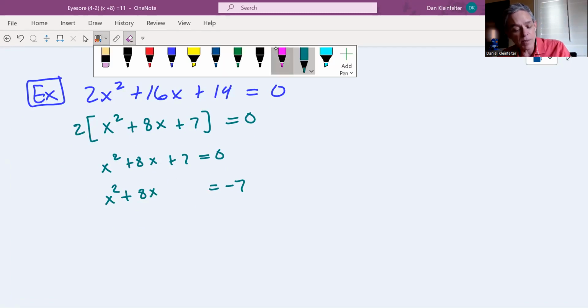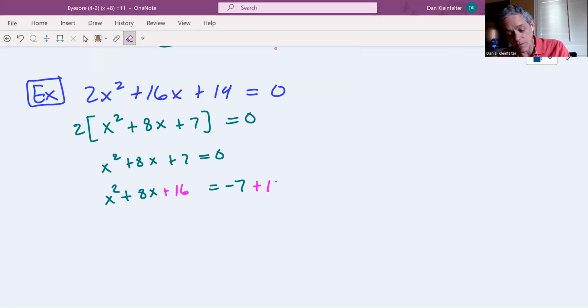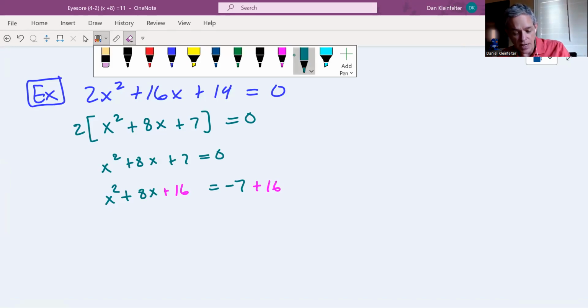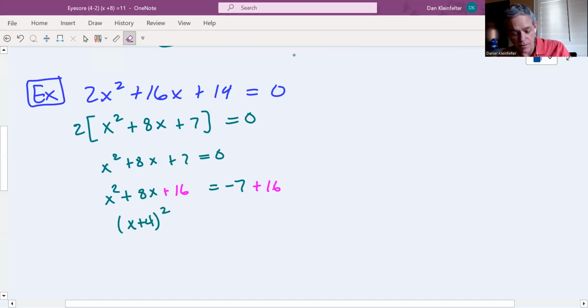So a little bit of algebra steps just to get it ready for us to complete the square. Taking a look at the number next to the x, which is an 8. Half of 8 is 4. 4 squared is 16. We're going to put 16 on both sides. Okay, now we've got x plus 4 on the left, squared. And then 16 minus 7 is 9, isn't it?